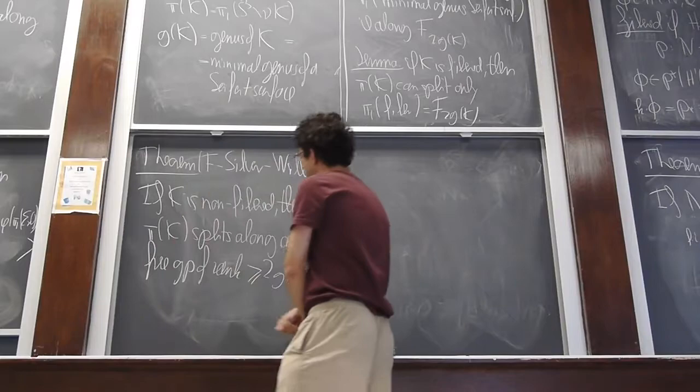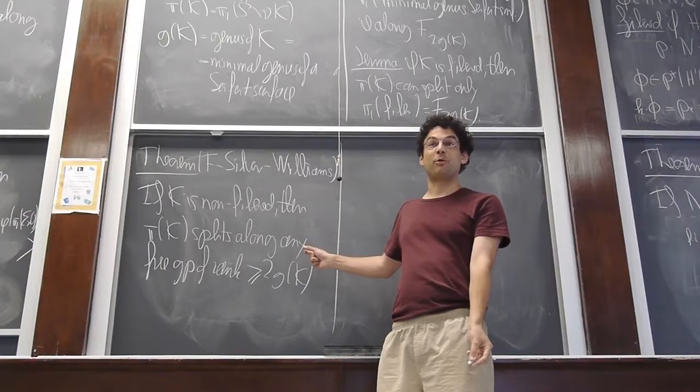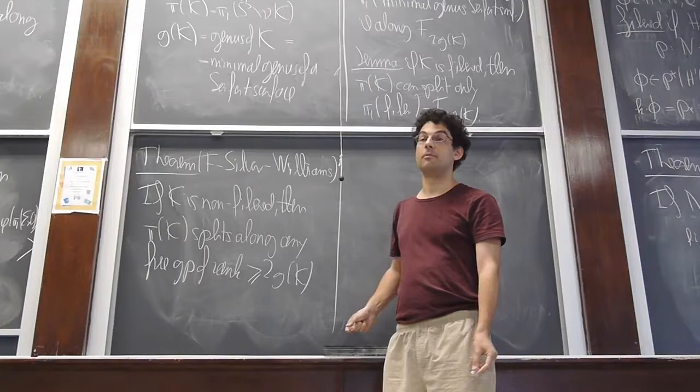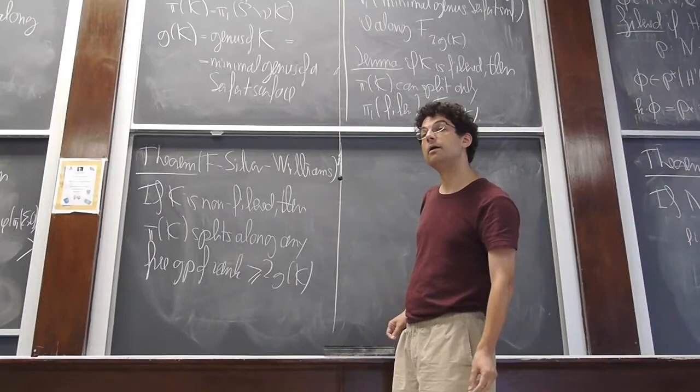So in particular, it will split over a free group of odd rank, and then it cannot come from a fibered surface. So take any free subgroup of big enough rank and that splits over that? No, no, that doesn't work. We have to construct the free groups.